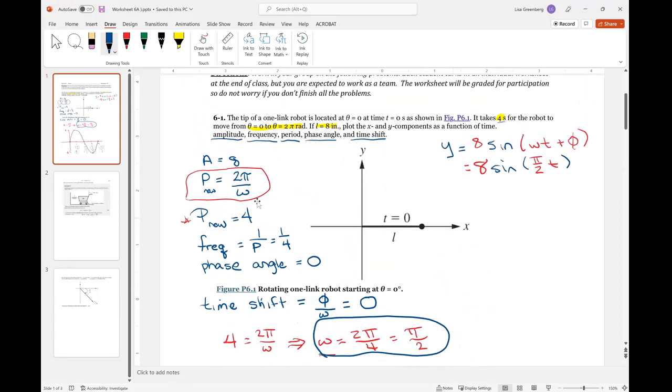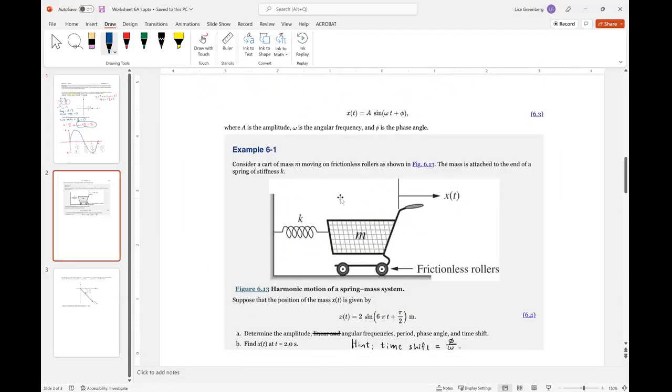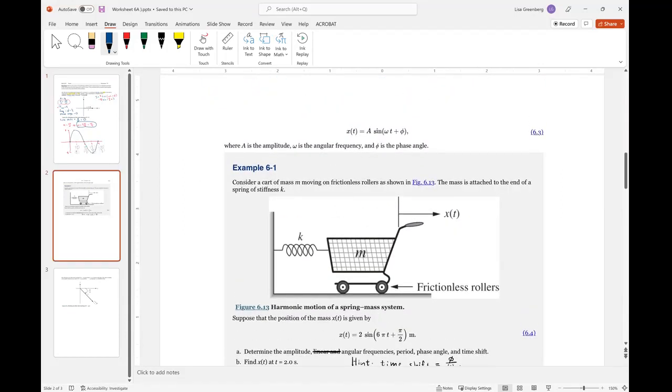Did I get everything? Let's see. The tip of a 1-link robot is located at theta equals 0 at time t equals 0 seconds. It takes 4 seconds, that's our period, for the robot to move through one whole period, 0 to 2 pi. If L equals 8, that's our amplitude. Plot the x and y components as a function of time. And then we found our amplitude, our frequency, our period, our phase angle, and our time shift. So I think we've completed problem number 1. Let's move on to problem number 2.